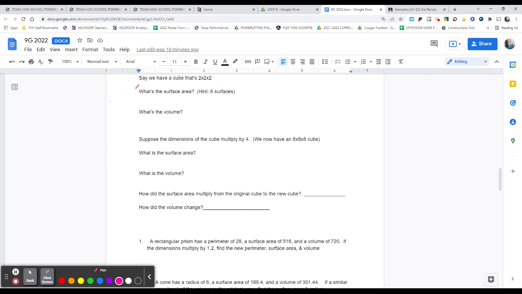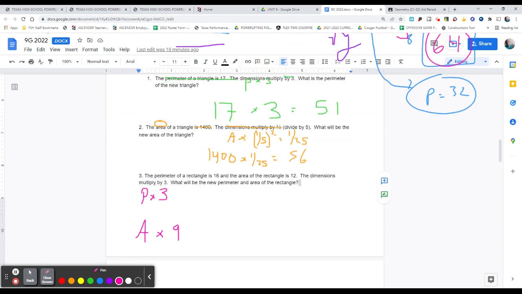Now, we did this other video here on the cubes. This will be sort of where we stop. So the dimensions of a cube multiplied by 4, the surface area we see should have multiplied by 16, and the volume multiplied by 64. Okay, so coming back to our dimension stuff here.